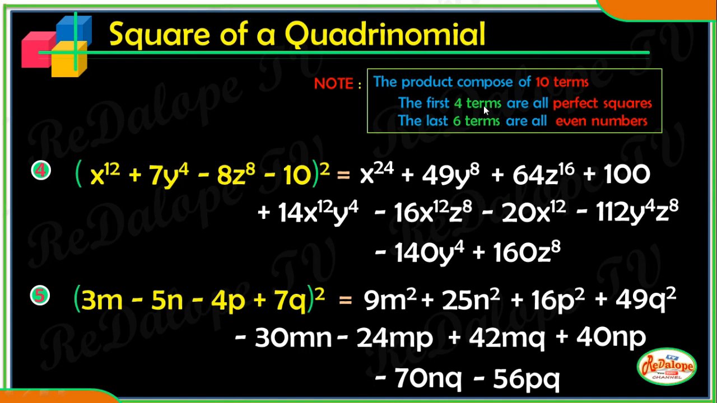Now, the first 4 terms are all perfect squares. So, 1, 49, 64, 100 are perfect squares. 9, 25, 16, 49 are all perfect squares.